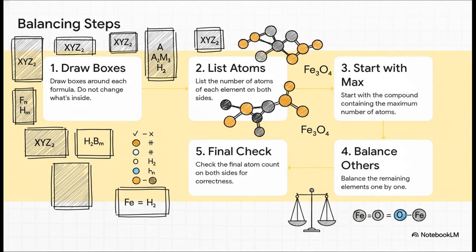Step 1, and this is the most important rule. First, draw a box around each formula. You must remember that you cannot change anything inside the box. After that, make a list of atoms on both sides.